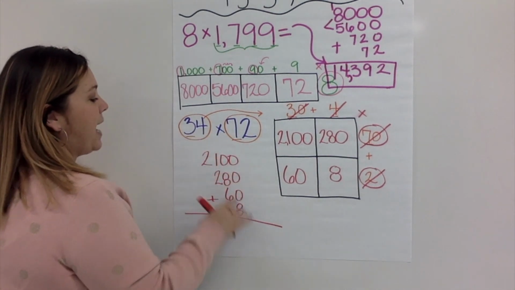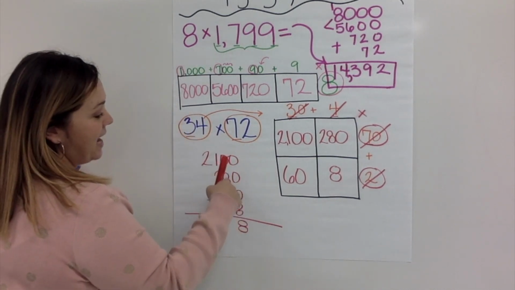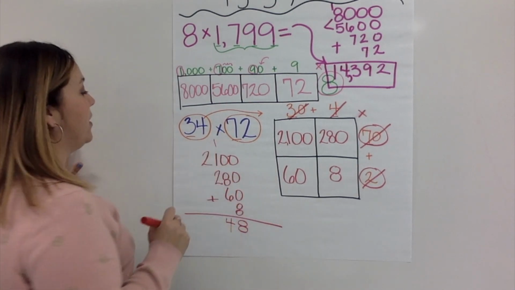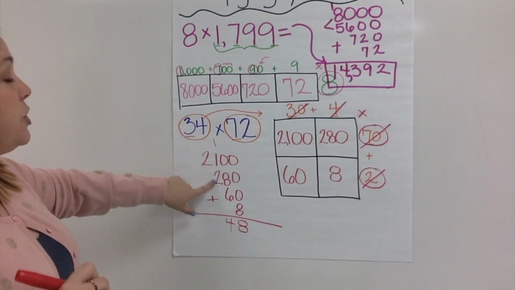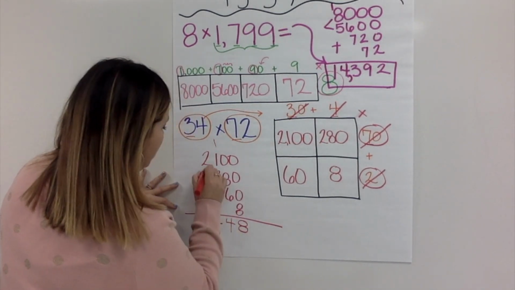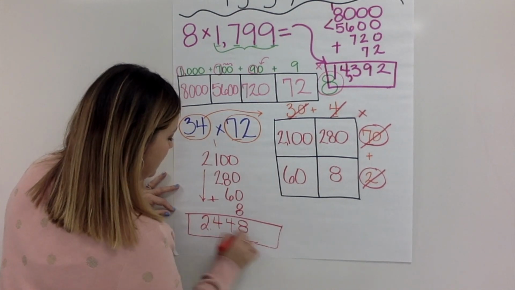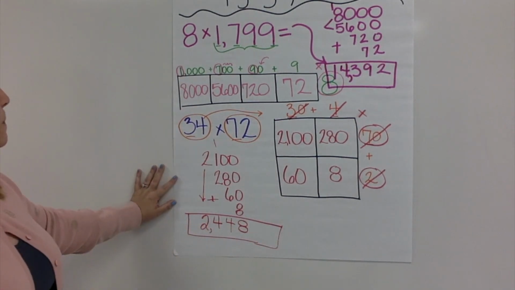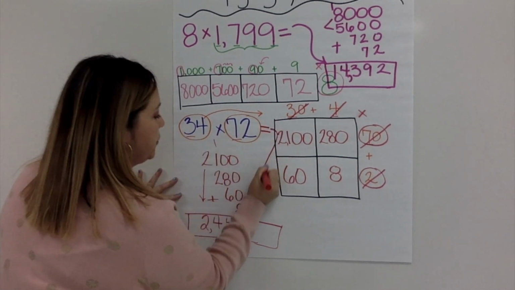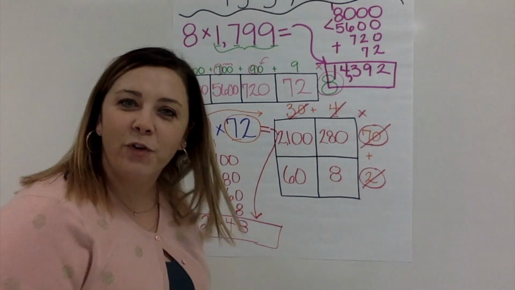0 plus 0 plus 0 plus 8 is 8. Excellent. 0 plus 8 is 8 plus 6 more is, I hope you said 14. Very good. 1 plus 1 is 2, and 2 plus 2 is 4. Very good job. And finally, we have a 2 here that we're going to bring down, and there is our final answer. So 34 times 72 equals 2,448.